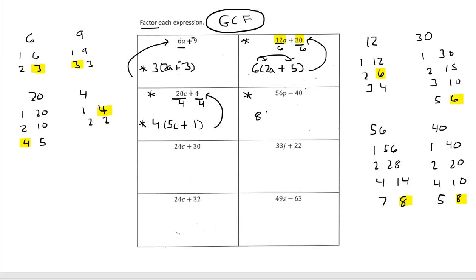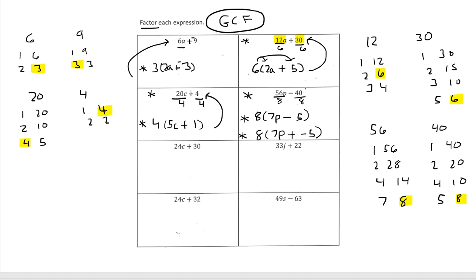So now we write the 8 in front of our parentheses. And remember, factoring is just dividing out. So we're going to divide out an 8 from both of these terms. 56p divided by 8 is 7p. And then we have our minus sign, and then 40 divided by 8 is 5. Okay, now you could also write this as a plus negative 5. Either of these answers are correct. Anytime you have a subtraction sign in front of a number, it's the same as adding a negative.